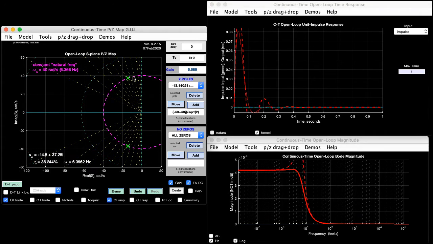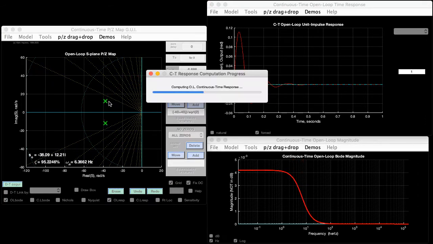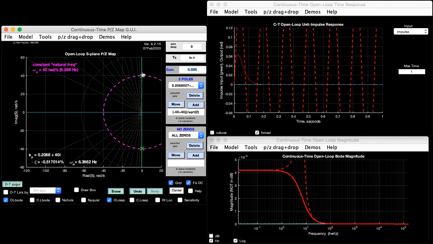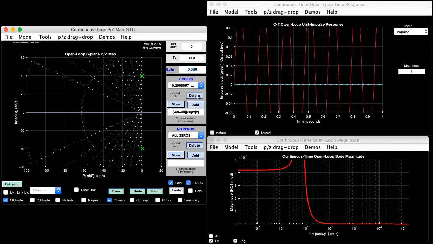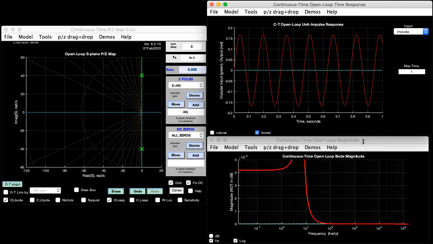All right. Now, one observation I would like to make here is that we have fixed omega n. We have fixed the natural frequency. And if we were to get this exactly on here, let's actually try that. What I'm going to do is delete everything here. Let's say we just put something at 40J. Okay, now you can see a sinusoid. And that sinusoid is wiggling at a frequency of 40 radians per second.